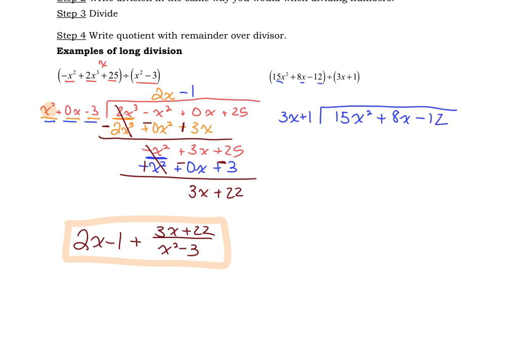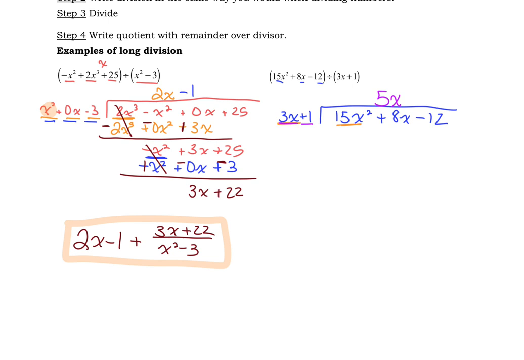Remember, we're concentrating on the front of 3x and this 15x this round. So I'm thinking 3x times what is 15x squared. So 3 times 5 is 15. X times x is x squared. So now I have it. Now I'm going to multiply it by both terms over here.